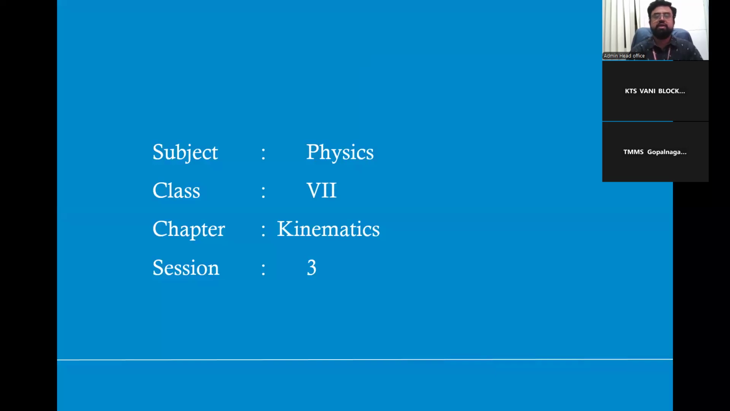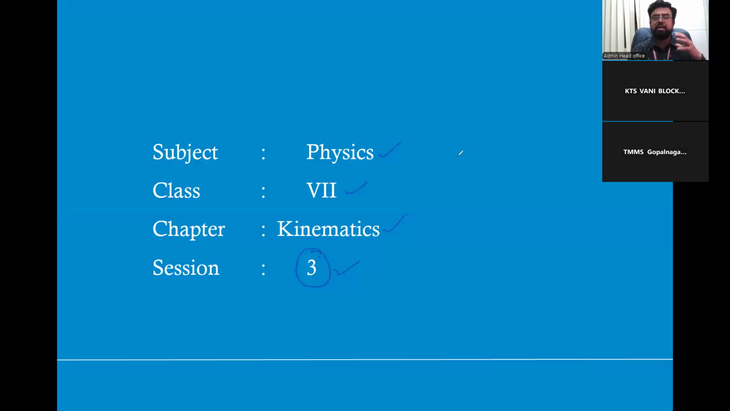As you can see on the screen, and you are well aware, my subject is physics. We are in class 7th. Our ongoing chapter, that is second chapter, Kinematics. And today we are entering into session number 3. So far we completed 2 sessions in understanding the basic terminology of kinematics.